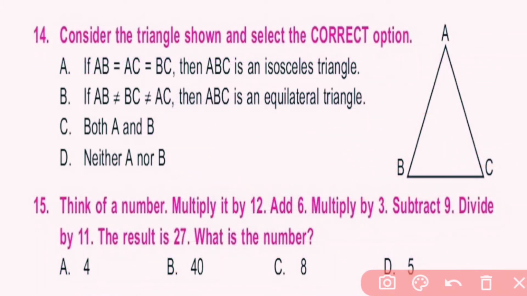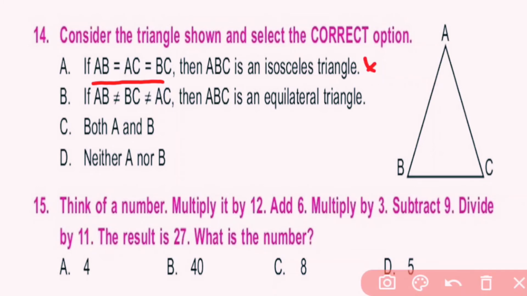Question number 14. Consider the triangle shown and select the correct option. Option A. If AB is equal to AC is equal to BC, then ABC is an isosceles triangle. If all sides are equal, then that triangle is called an equilateral triangle. So this is an incorrect option.